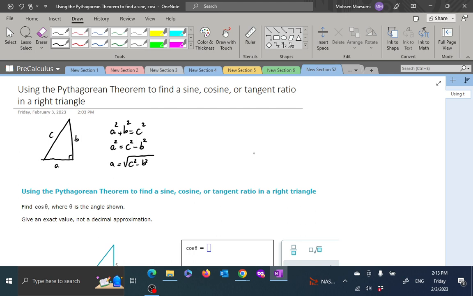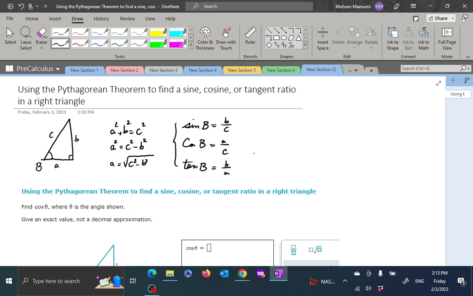Also, let's remind ourselves, if we call this angle, say angle B, then sine of B is the ratio of the opposite to hypotenuse. Cosine of B is a ratio adjacent to hypotenuse, and of course tangent of B is a ratio of opposite to adjacent.